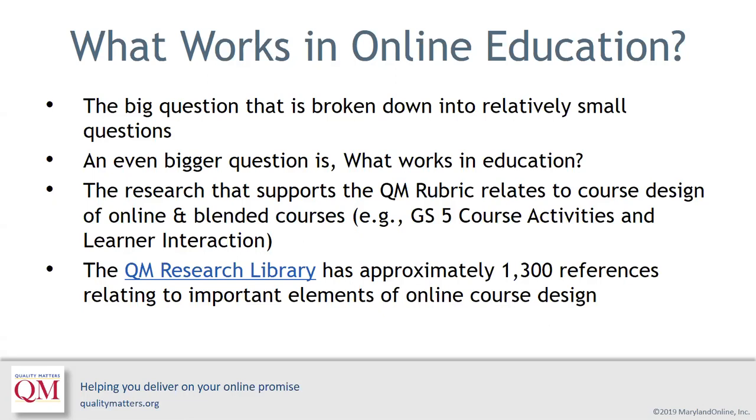And so I wanted to mention a little bit about where Quality Matters comes into that picture. We have quality course design rubrics and quality online program criteria. For example, the fifth general standard of the course design rubric deals with course activities and learner interaction, which is something that research has shown is important. Just engaging students ultimately helps them to learn more and get more out of their education. I also want to plug our Quality Matters research library, which is open to the public. We have over 1,300 research references similar to those that I shared with you in the earlier slides.